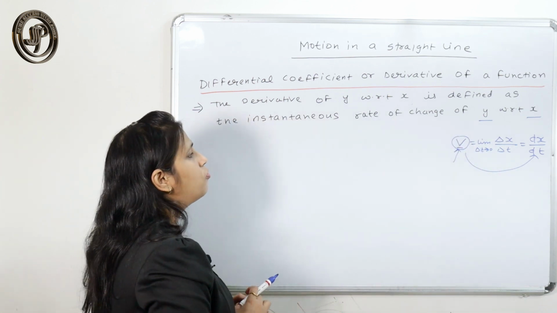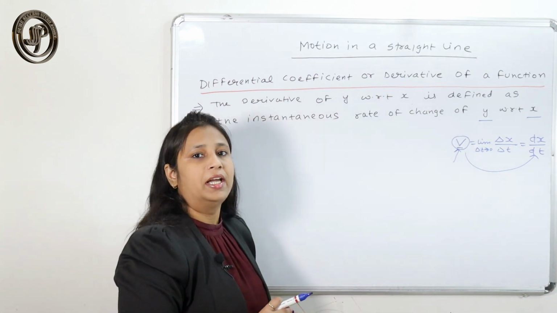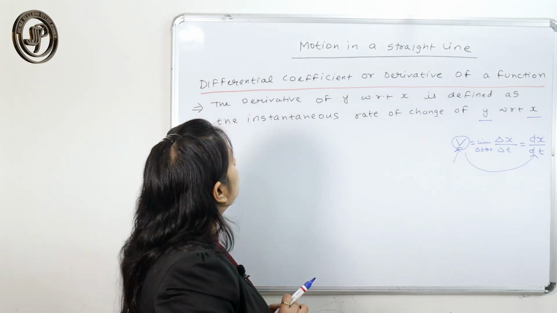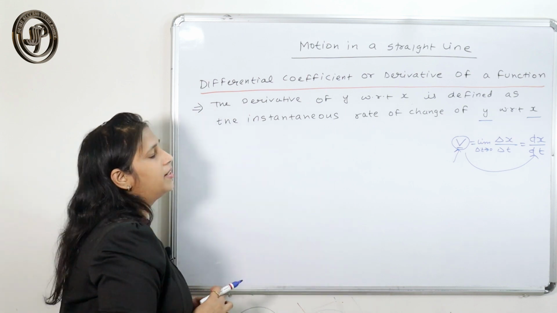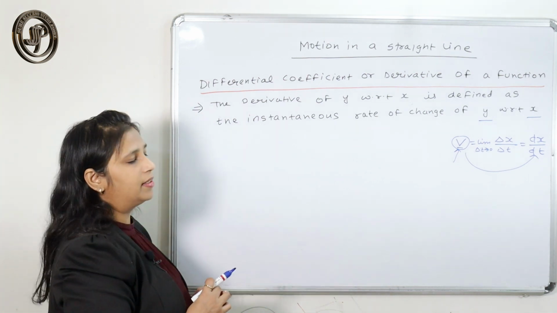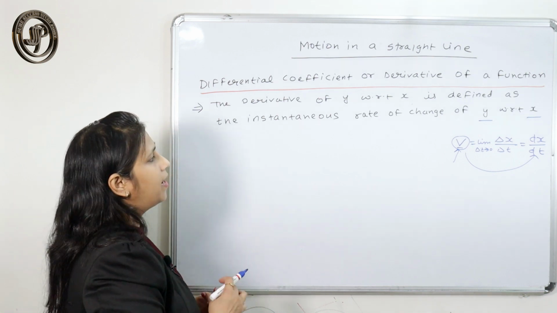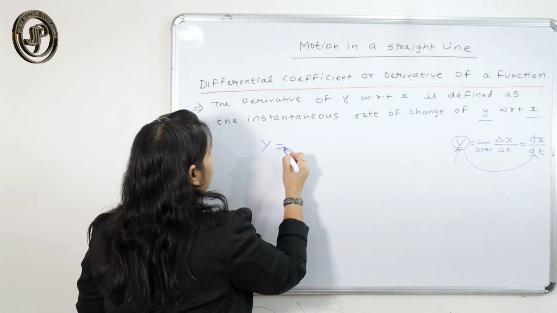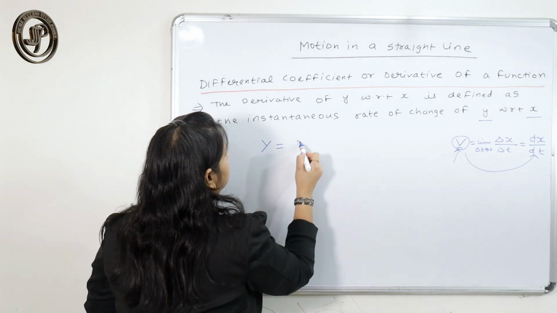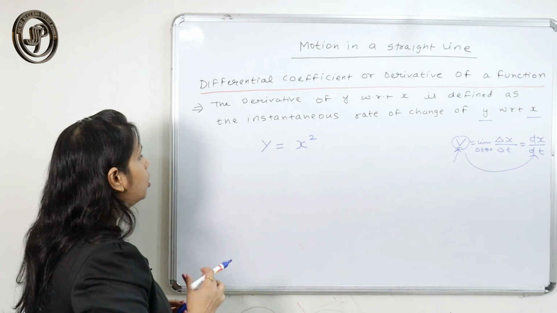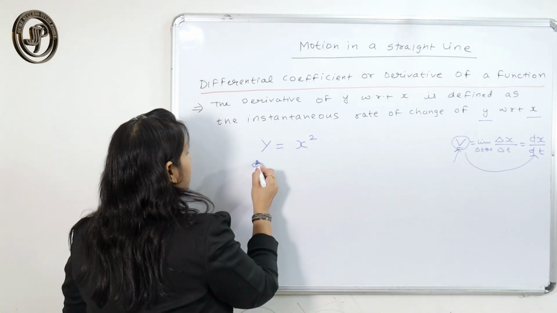So, in order to find velocity and instantaneous acceleration, we need to study the derivative of a function. So, let us start. How can we find the derivative of a function and how can we express this? Suppose I write a function y is equal to x square. Suppose this is my function. How can I find the derivative?